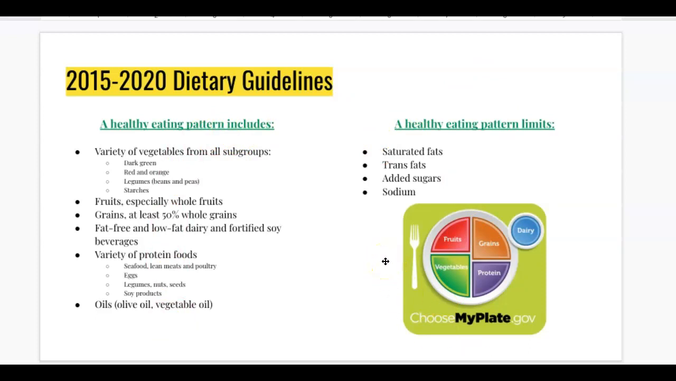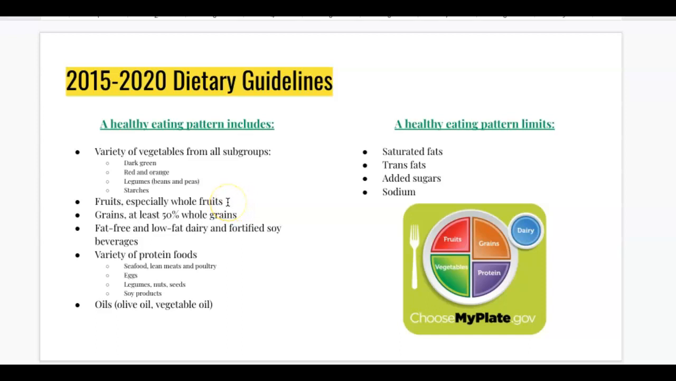The whole thing about dietary advice is that any changes or plans have to be sustainable. If something isn't sustainable, meaning that somebody can't continue that practice or that diet forever, it's not sustainable. So we have to teach people how to make healthy changes that are small, that can snowball into lifestyle changes. So a healthy eating pattern includes a variety of vegetables from all subgroups, so all of these colors, legumes, and starchy vegetables.